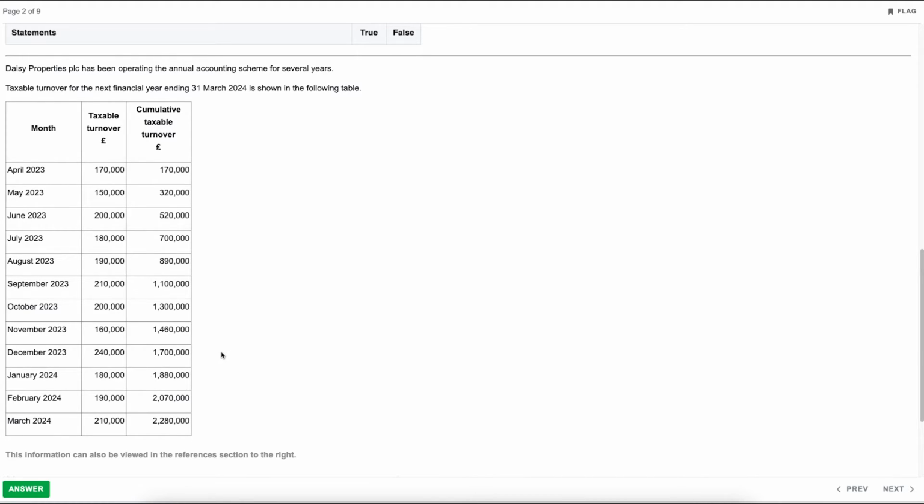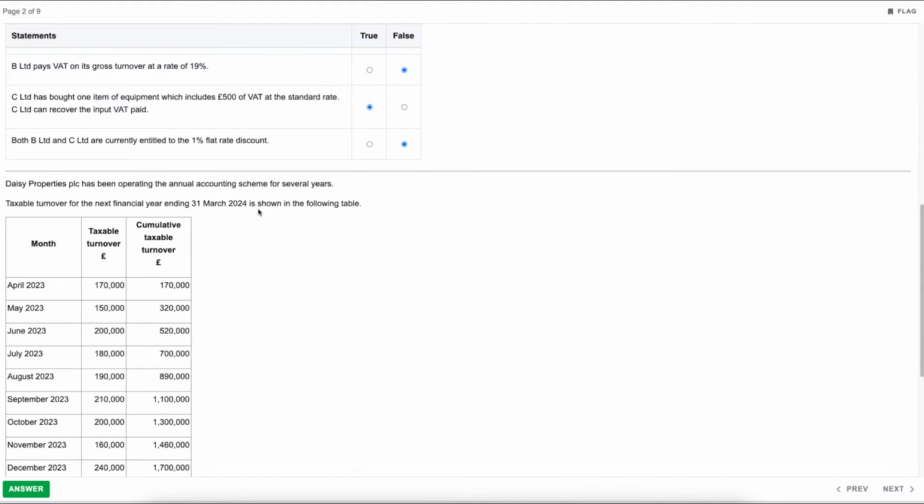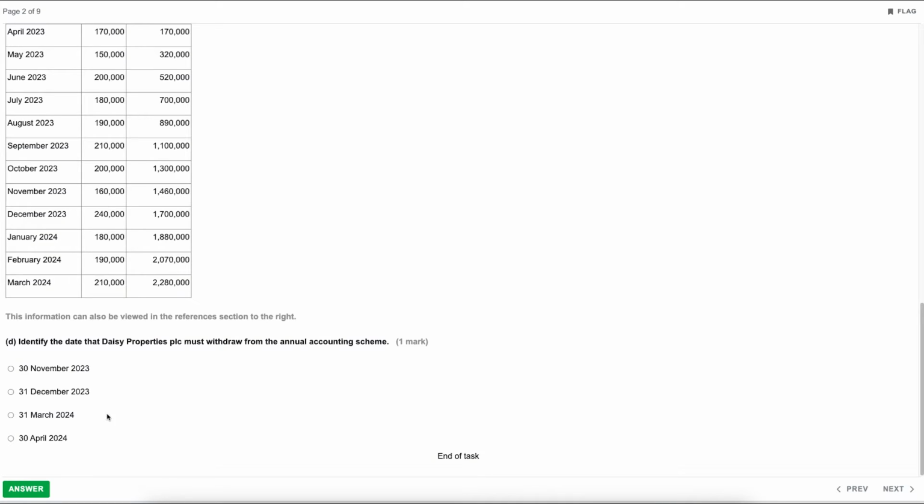Now, in terms of when we need to leave, we don't have to leave immediately, but we have to leave at the end of the financial year. So if we look at our dates, it states that our year end is the 31st of March. So therefore, because we have to leave at the year end, we need to leave at the 31st of March 2024. So that's task 1 done.